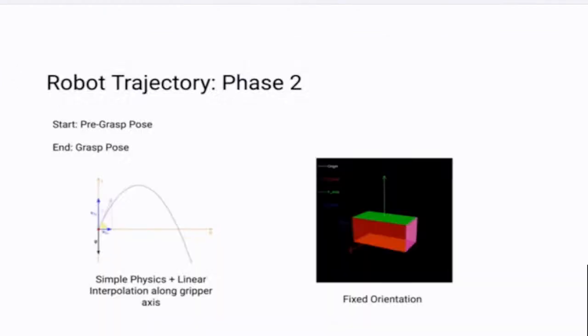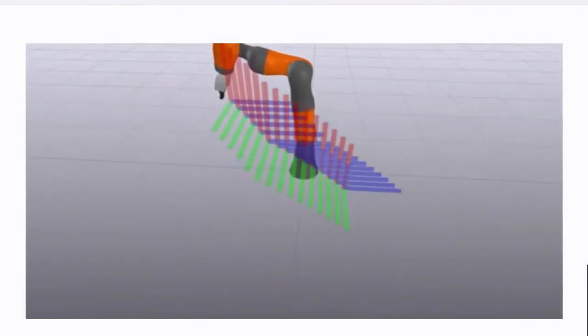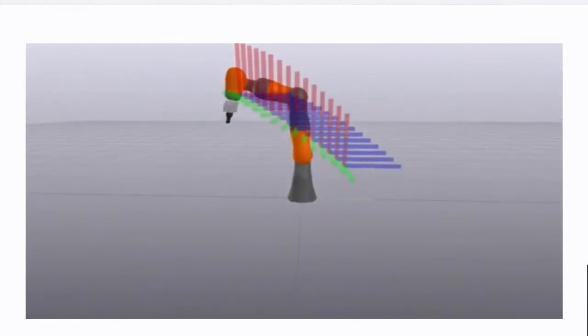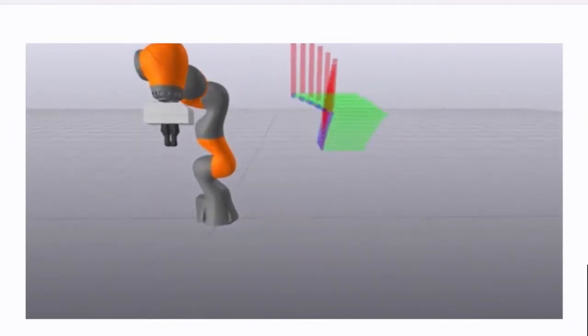Phase 2 is the transition from pregrasp to grasp pose, where we must track the projectile's motion while moving closer in order to grab the object. The position component can be determined by the physics equation from the first module with an additional offset as the gripper moves closer to the projectile. The orientation at this point is constant because there is no rotation in the object.